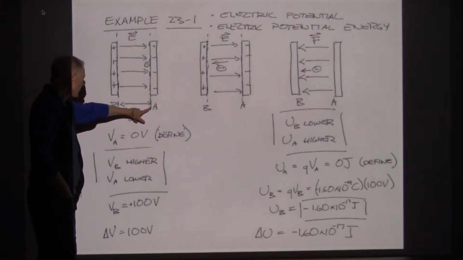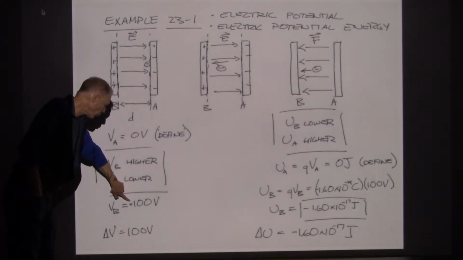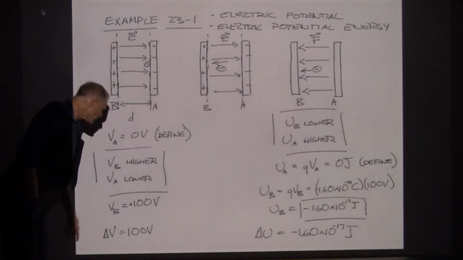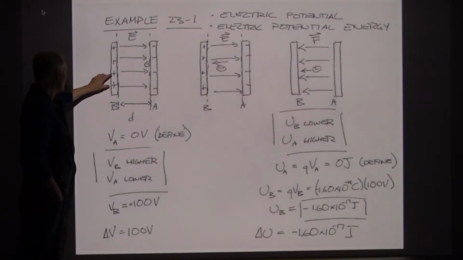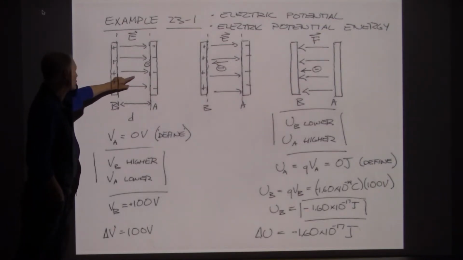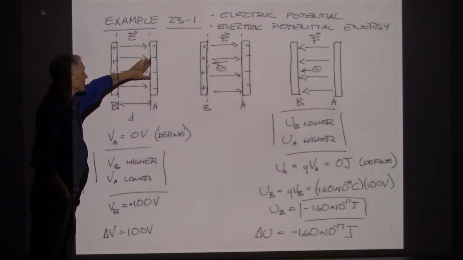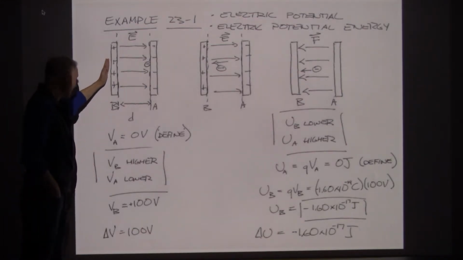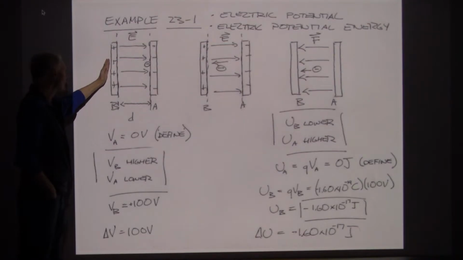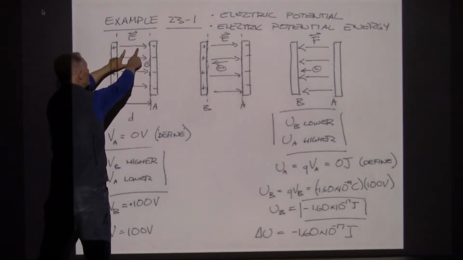Let's say that this is at 0 potential and that point B is at 100 volts. And so the difference in voltage between the two sides is 100 volts. So this is actually at the higher potential and this is at the lower potential. Now notice we didn't even have to discuss the presence of the electron here. We could just say the higher voltage is going to be determined by the orientation of the electric field.